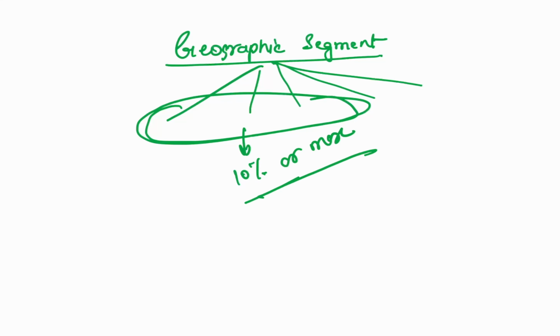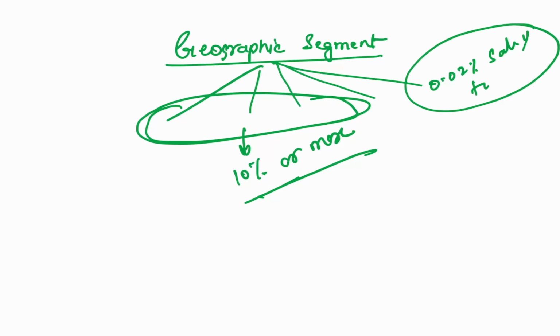That means they are material to the decision, because if somewhere they are getting only say 0.02% of the total sales, it's not material to show it as a segment. Clear? Let us take an example of a very famous company, that is Boeing.